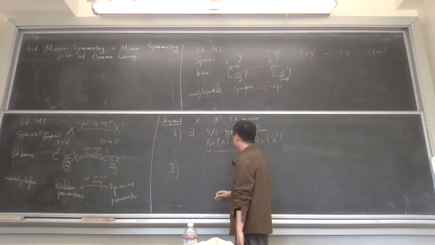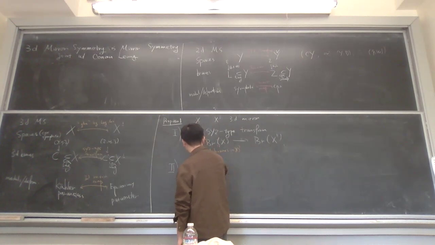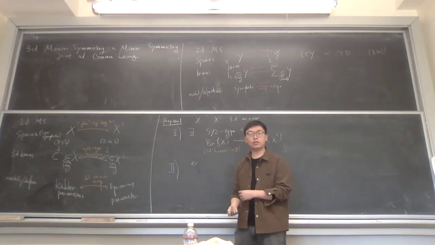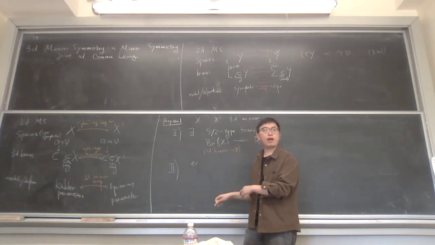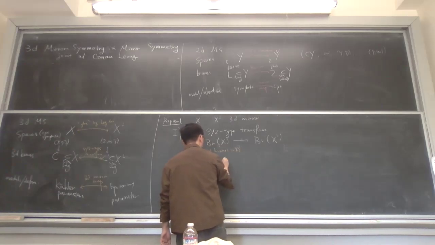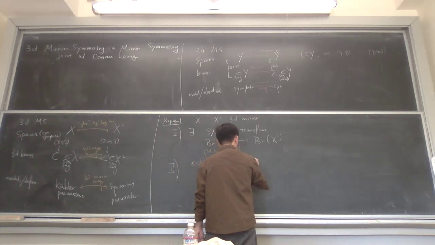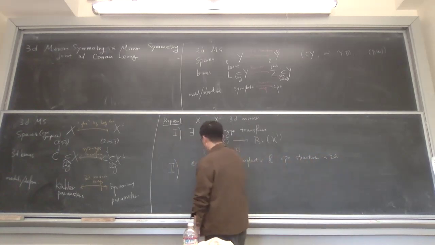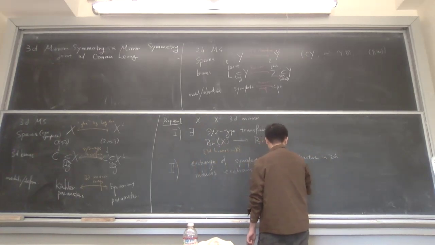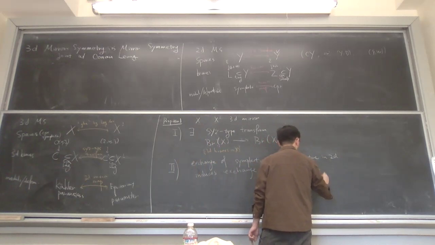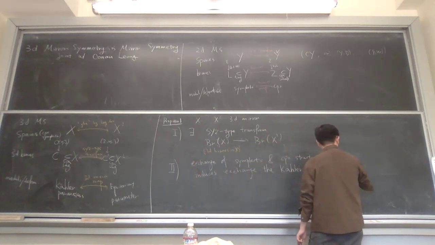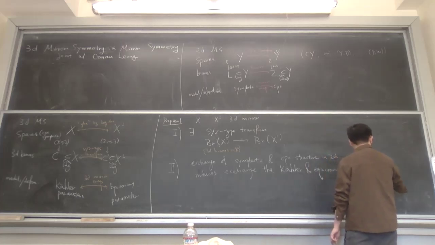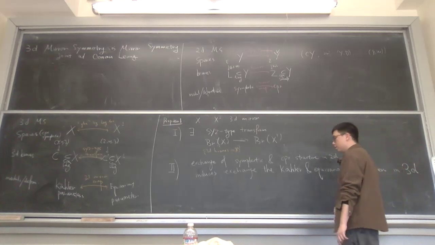The second part of the proposal is that the exchange of complex and symplectic structure in 2D will induce the exchange of Kähler and equivariant parameters in 3D.